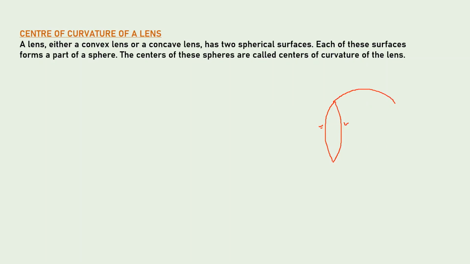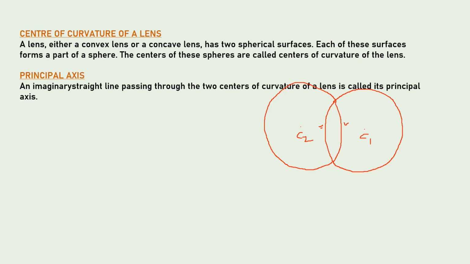When we form a complete sphere, it will be like this. So this surface is a part of a sphere. This surface is also a part of a sphere. So the center of this sphere is here, this is called C1, and the center of this sphere is here, this is called C2. So C1 and C2 are the centers of curvature. Principal axis. It is an imaginary straight line passing through the two centers of curvature of a lens. This is called principal axis.